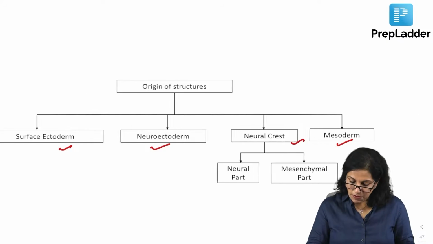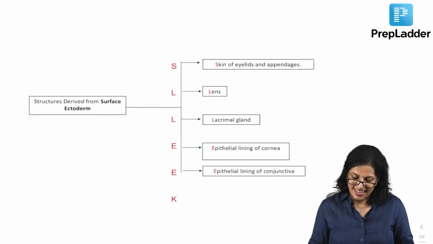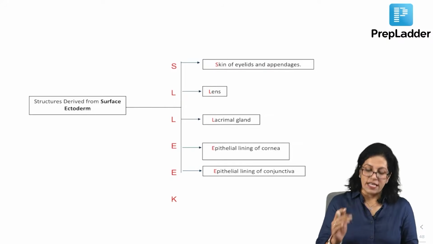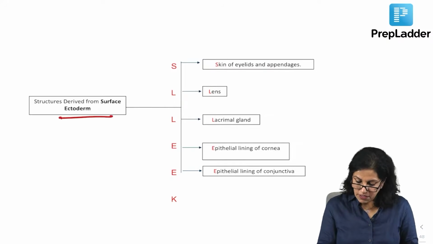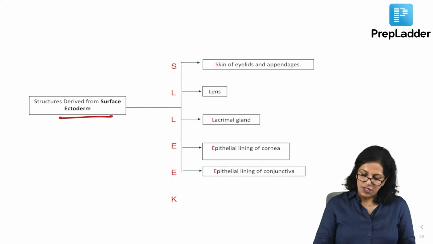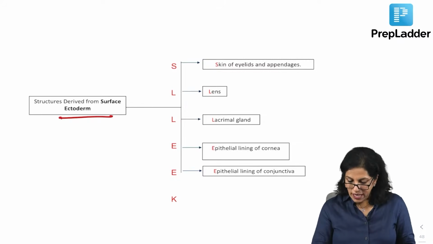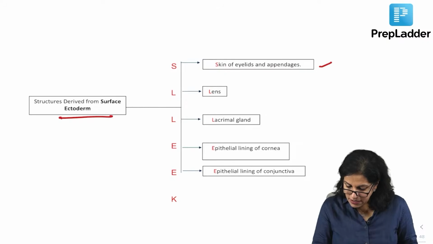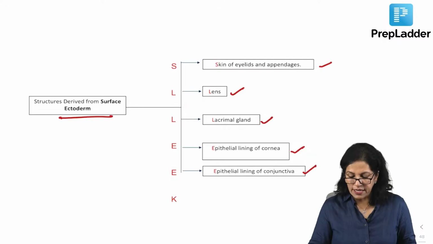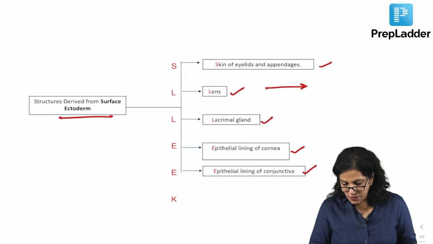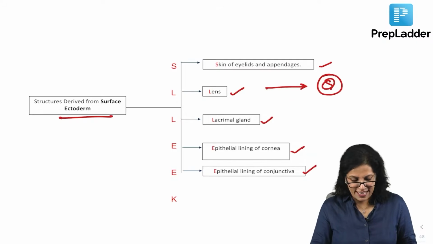Okay, why is it important? Because it is asked in your exam as a direct question. If you remember my lectures, structures derived from surface ectoderm, we learn with the mnemonic SLEEK with double L and double E, K is kuch nahi. S is mainly skin appendages. Then what else develops from surface ectoderm? Skin of eyelids and appendages, lens, lacrimal gland, epithelial lining of cornea, epithelial lining of conjunctiva. Among this, the question I have told you so many times is the lens.